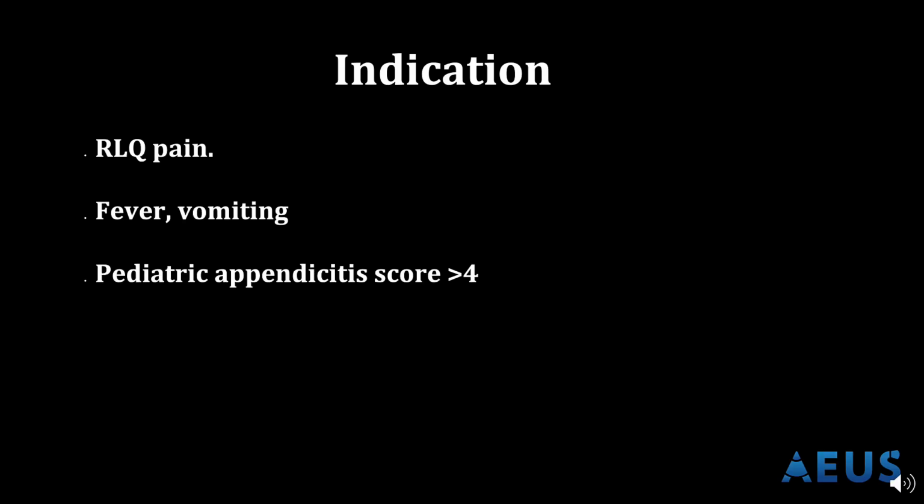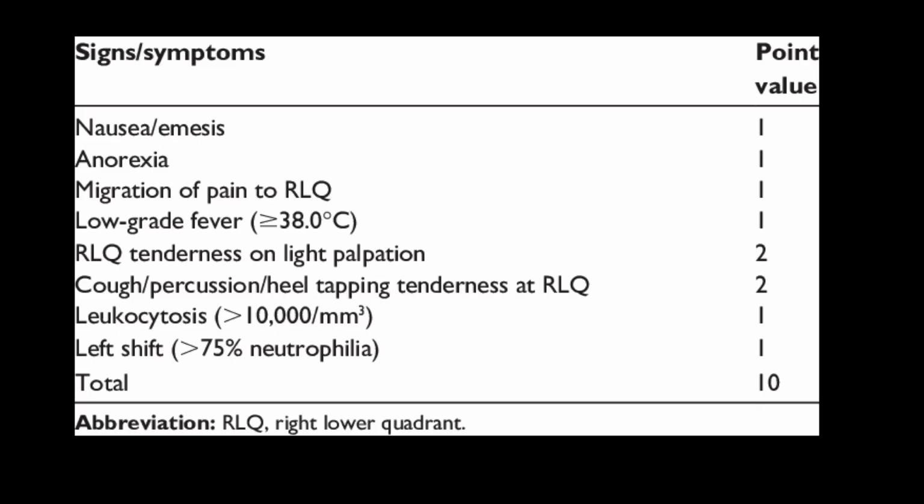Some of the indications for an ultrasound of the appendix are right lower quadrant pain, fever and vomiting, and a pediatric appendicitis score of greater than 4. Here's the table of the pediatric appendicitis score. A score of greater than 4 makes it equivocal, and greater than 6 makes it high risk.